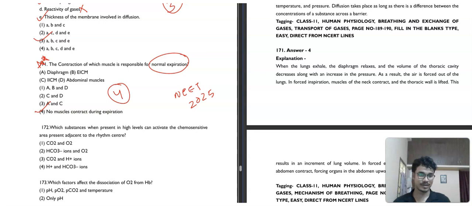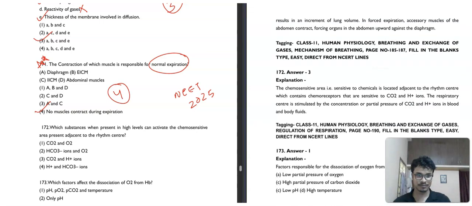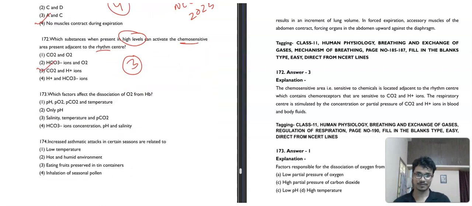Then question number 172. It is saying which substances when present in high levels can activate the chemosensitive area present adjacent to the rhythm center. So what substance? Basically CO2 and H plus ions in high levels can activate the chemosensitive area present adjacent to the rhythm center. They are sensitive to CO2 and H plus ions. Third option. Then question number 173.